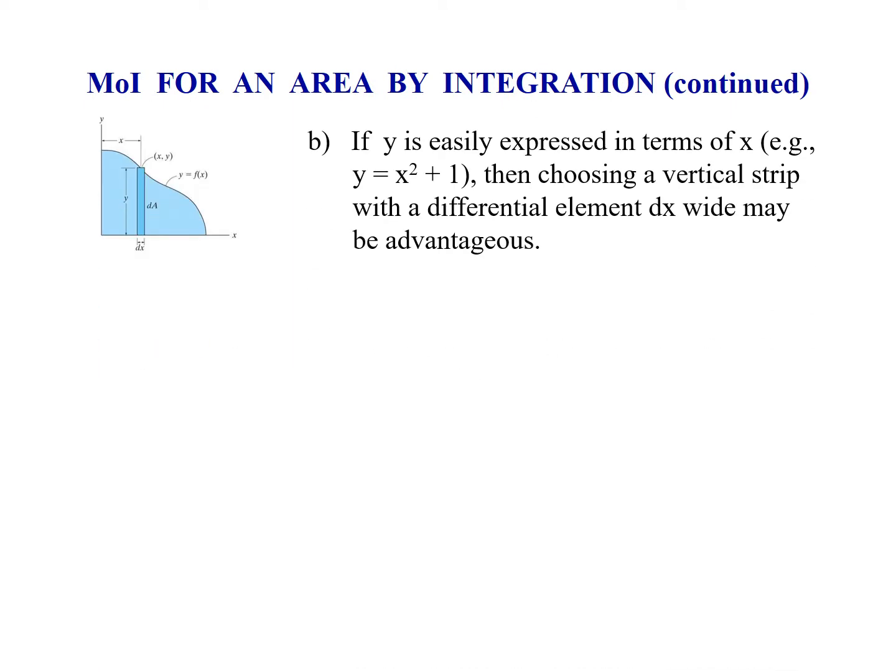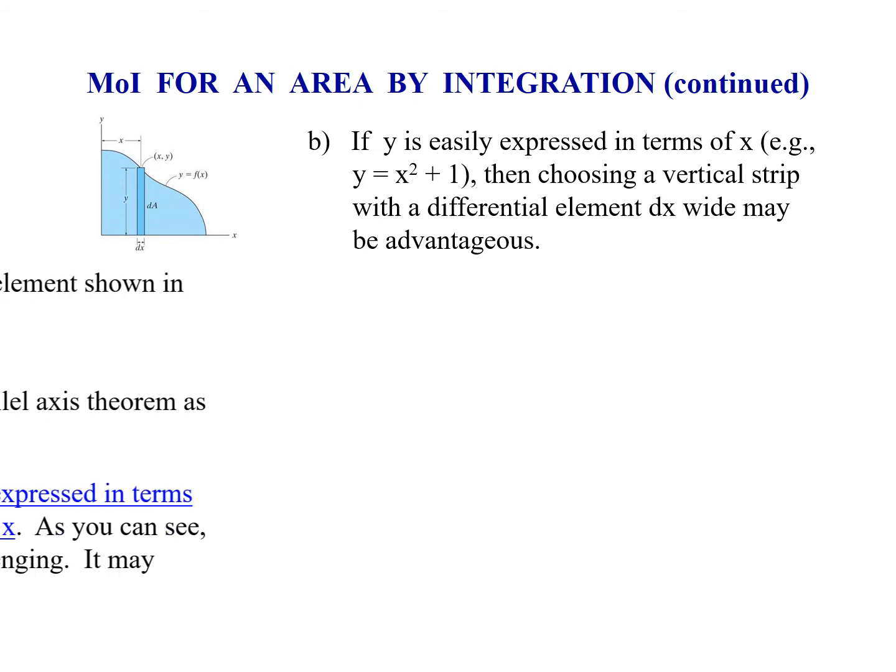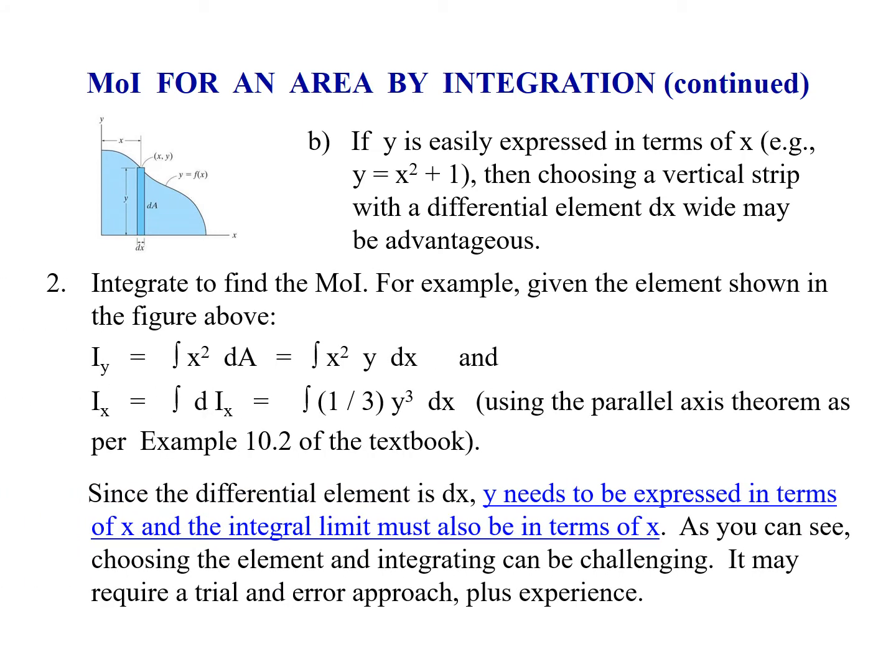If y is easily expressed in terms of x, then choosing a vertical strip with differential element dx wide may be advantageous. Then we integrate to find the moment of inertia. For example, given the element shown in the figure above, we would calculate Iy equal to the integral across the area of x squared dA. And for our expression in this example, we would then have x squared times whatever y is in terms of x, times dx.